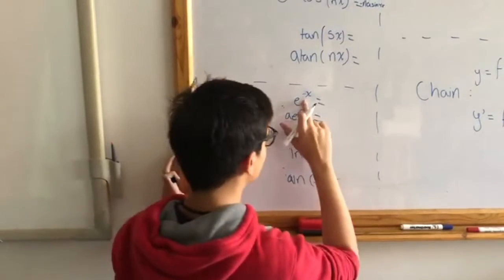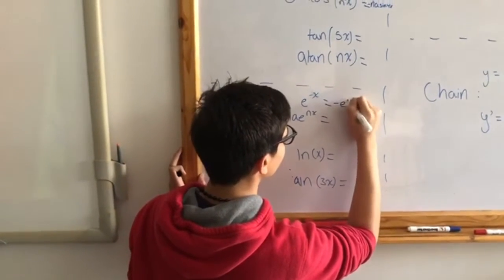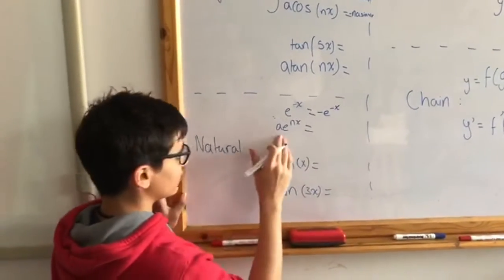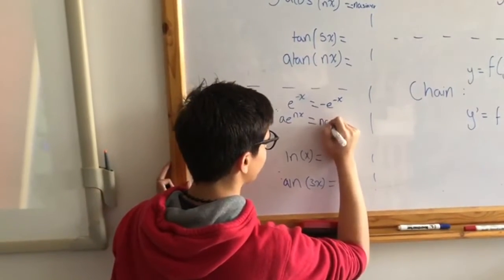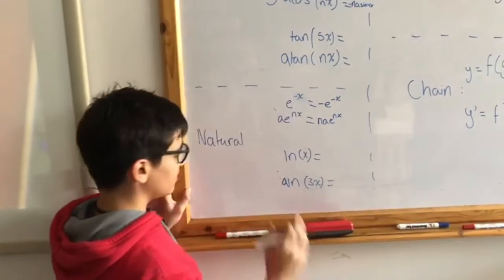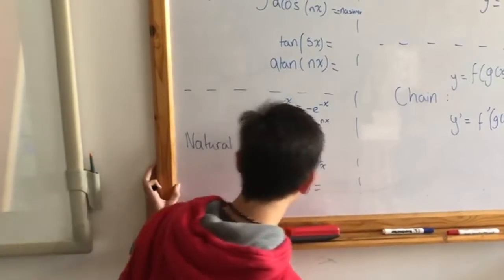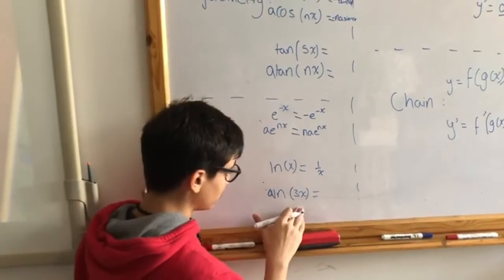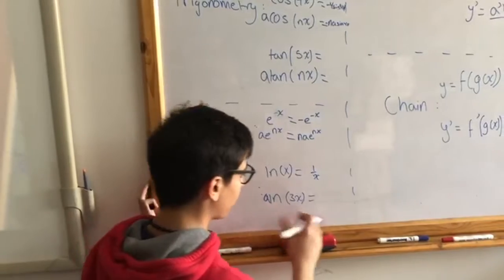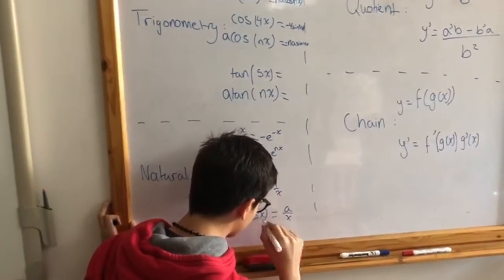For e to the x, you keep the e. You just multiply by the coefficient. So here it's a negative 1, so it'll become negative e to the negative x. And in general, it'll just become n a e to the power of nx. And then for natural log, it just becomes 1 over x. And for any coefficient of ln of 3x, surprisingly, it'll just become a over x, with the inside being ignored.